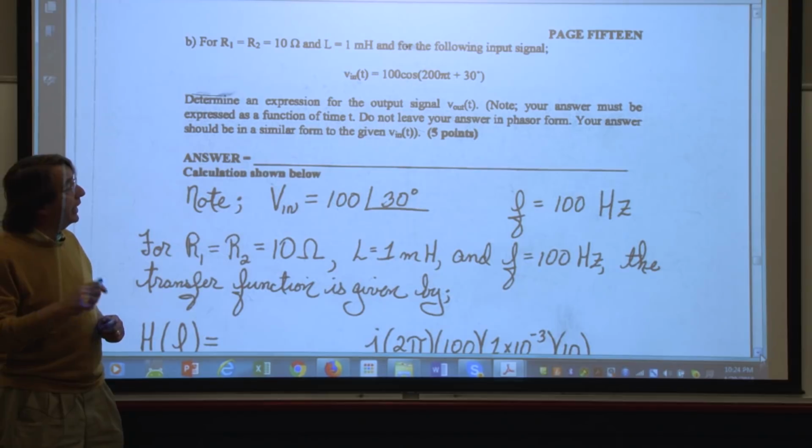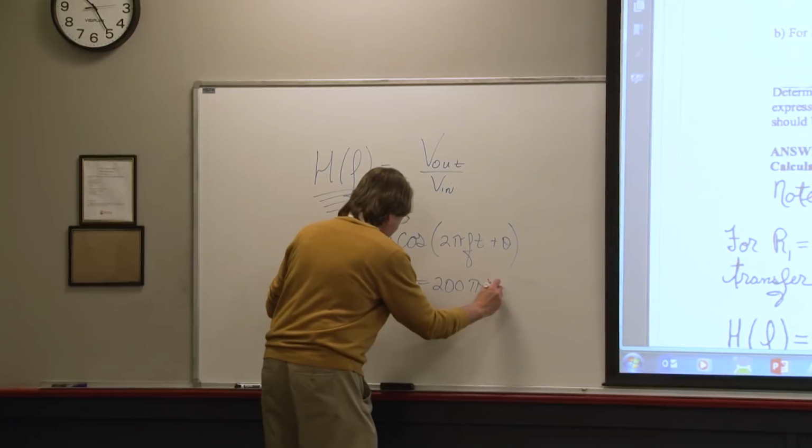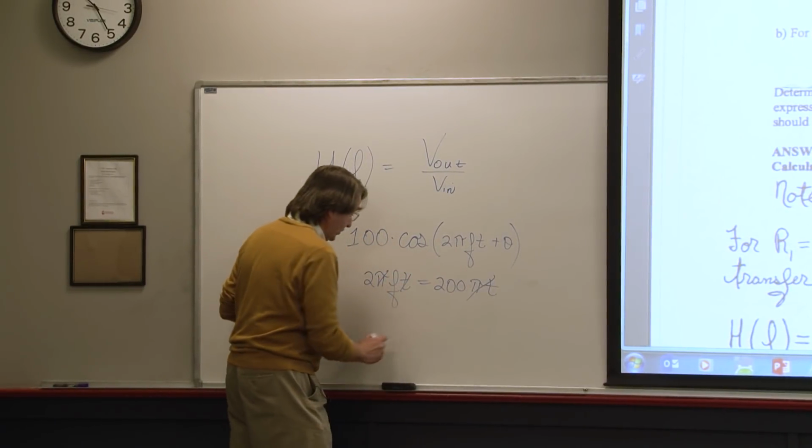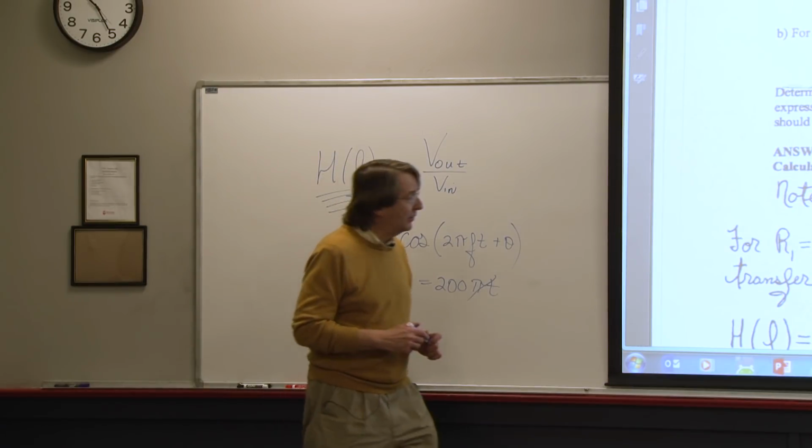Excellent, Michael, I'm glad you raised that. Michael is asking, is it in front of the pi t? Not always. It's 100 cosine of 2 pi ft plus theta. What I give you is 200 pi t. So 2 pi ft equals 200 pi t. The pi and the t cancel out. 2f is equal to 200. F is 100. Thank you, Michael.